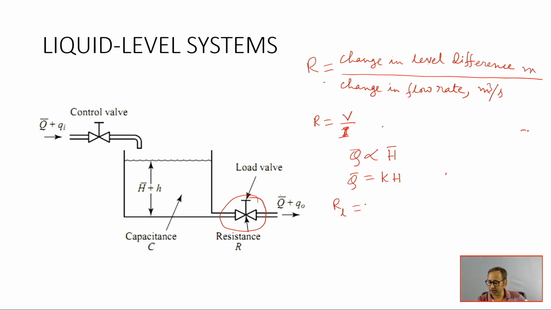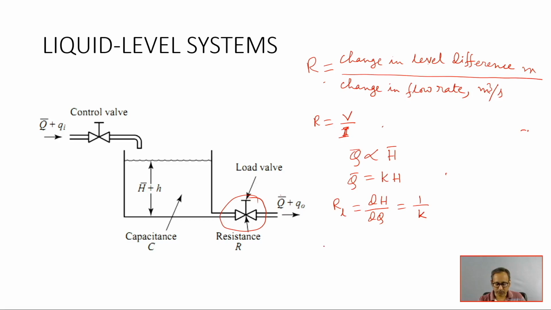So, linear resistance is dH by dQ, it is change in level by change in flow rate. So, dH by dQ, and in this case Q equal to kH. So, dH by dQ is equal to 1 by k, where k is the flow coefficient.